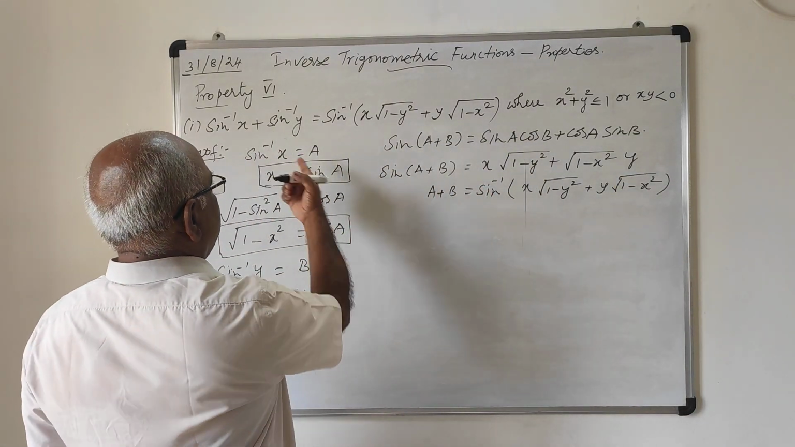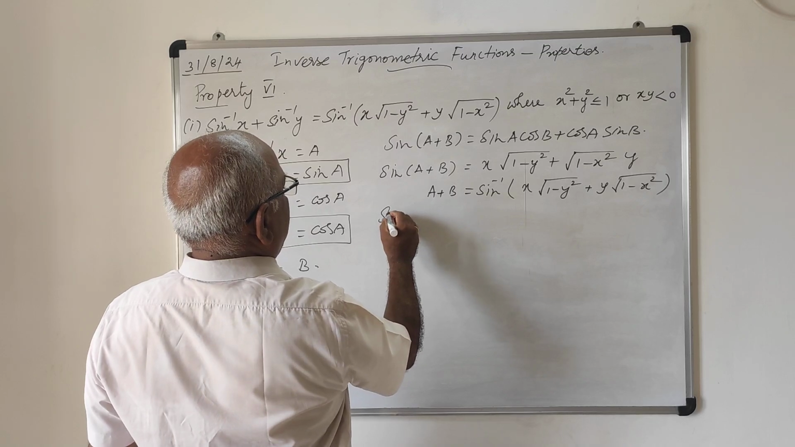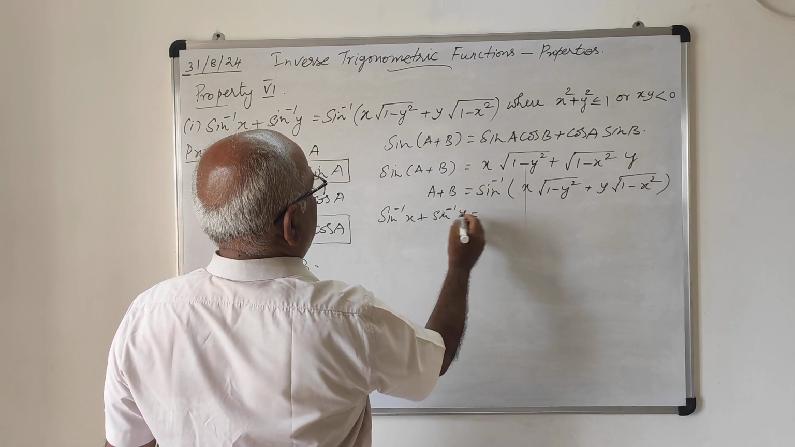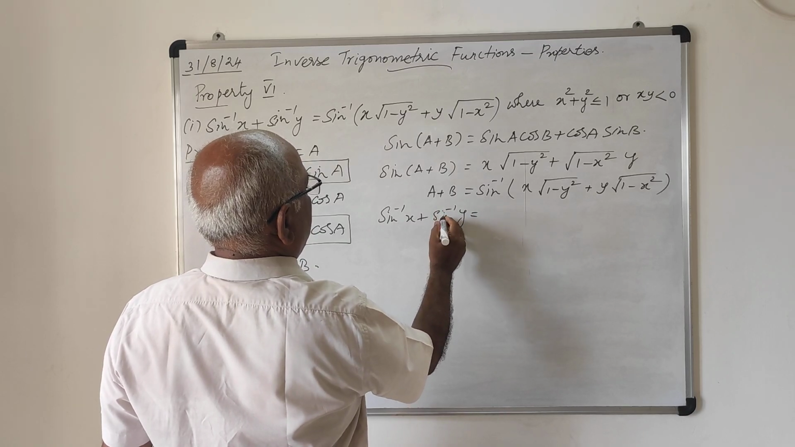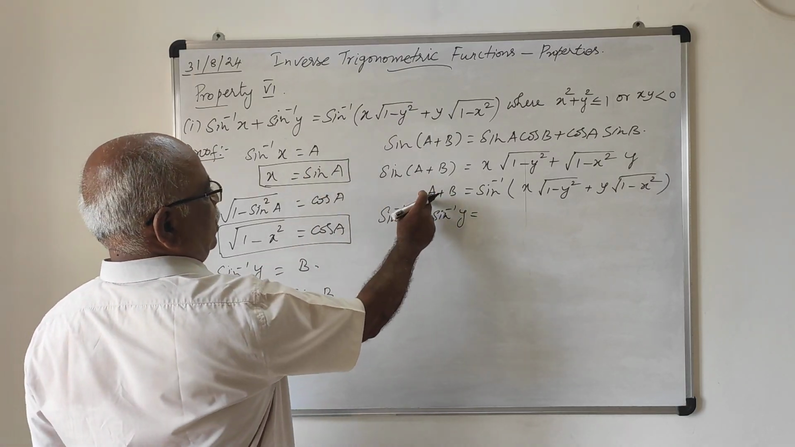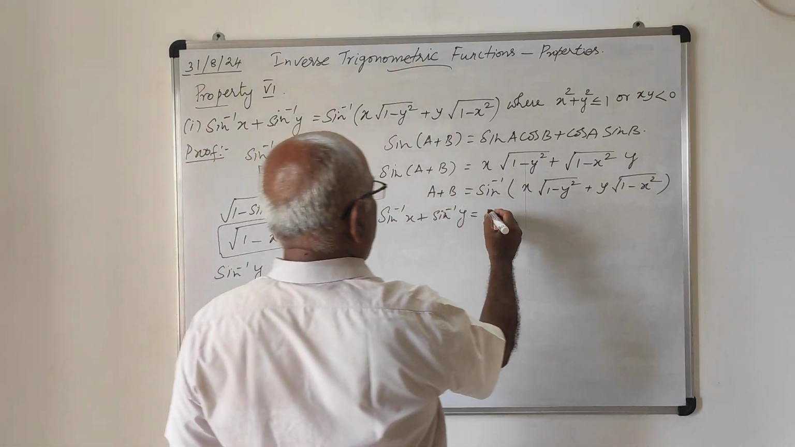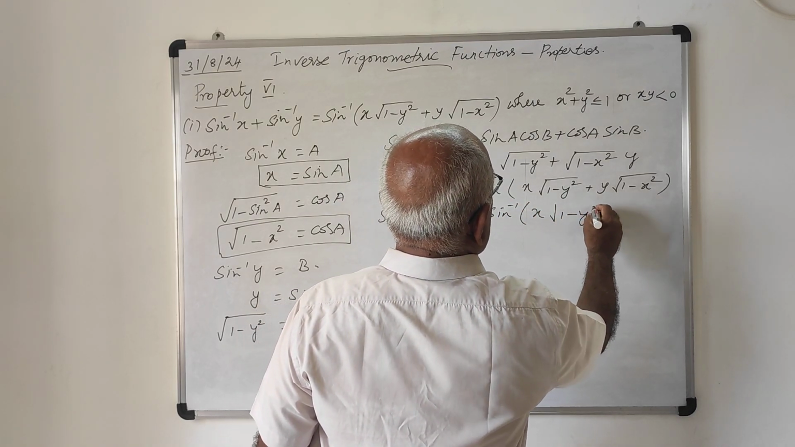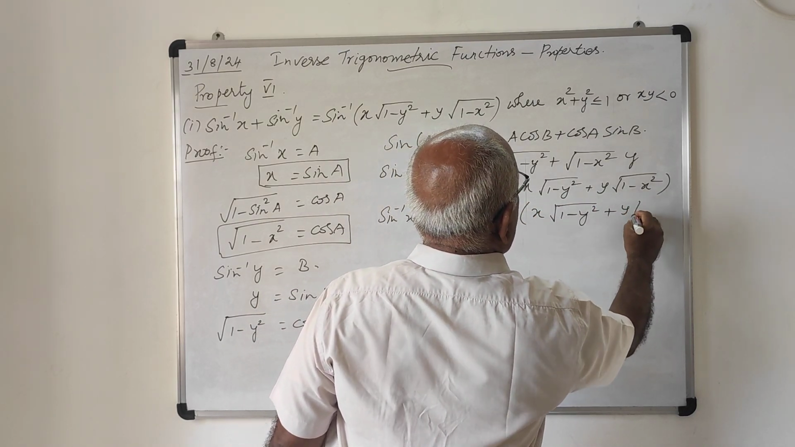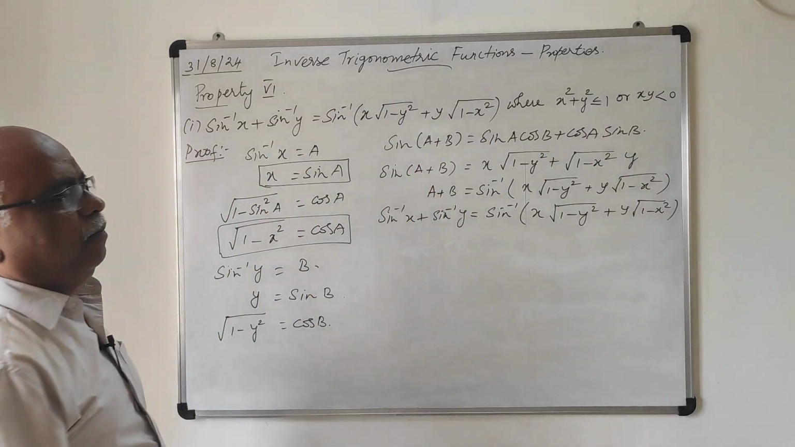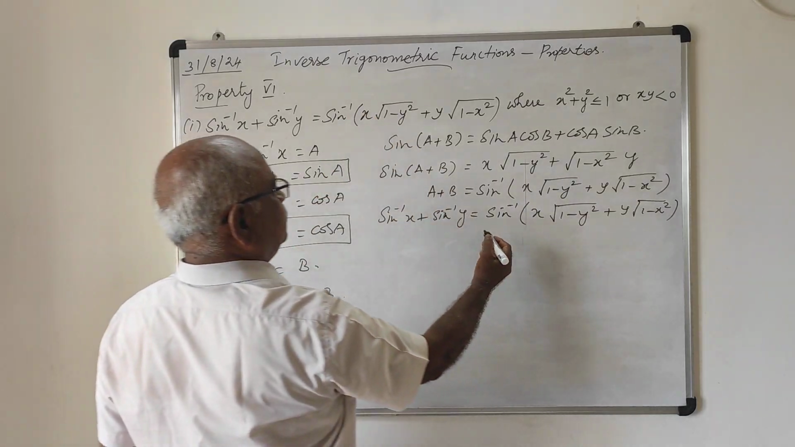A is sin inverse of x, plus B, which is sin inverse of y. So A plus B is sin inverse of x plus sin inverse of y, equal to sin inverse of x into root of 1 minus y square plus y into root of 1 minus x square. The first result is derived.